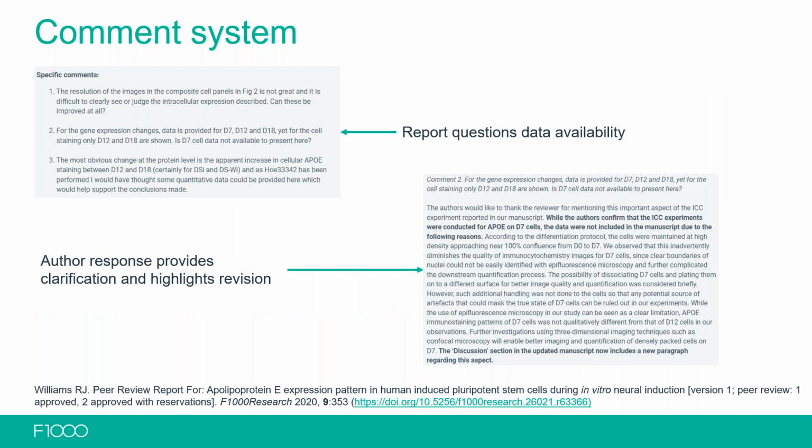In this example, a reviewer has questioned why an article doesn't contain some data. The authors responded using our comment system to explain why it's not possible to include this data and informed the reviewer that they have included this in the revised version of the article to make this clearer.